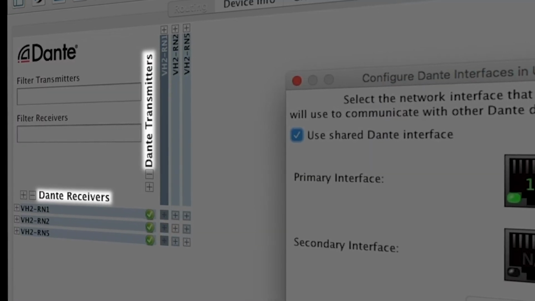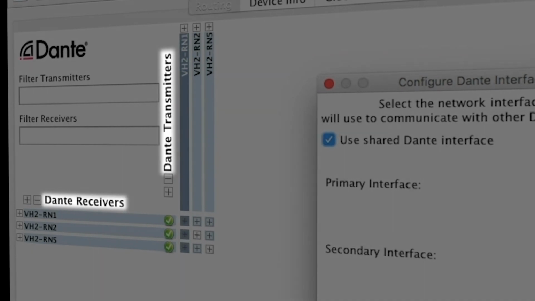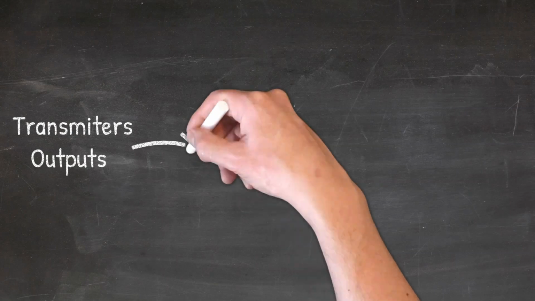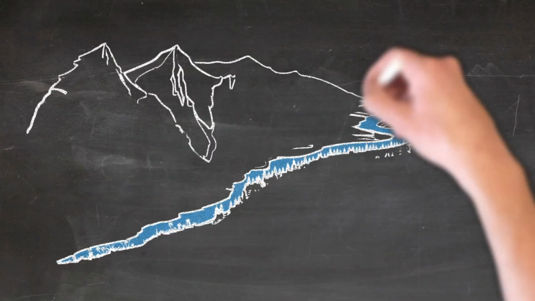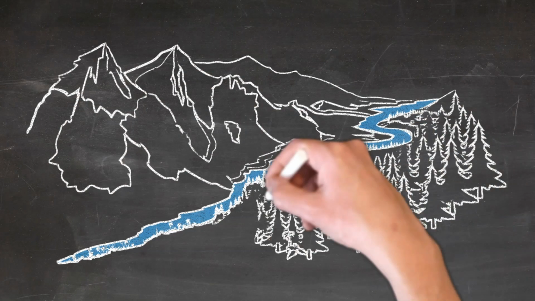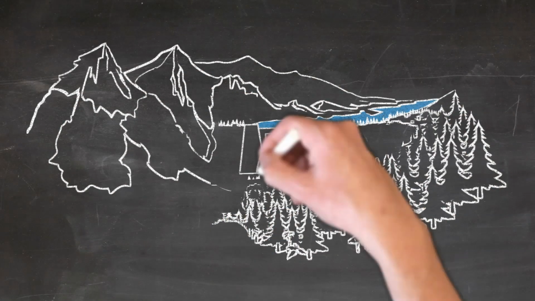The devices are shown as Dante transmitters and receivers. Relating to audio, the transmitters are the outputs and the receivers are the inputs. Remember, signal flow is linear and acts just like a river flowing to its final destination. If blocked, the flow will stop.